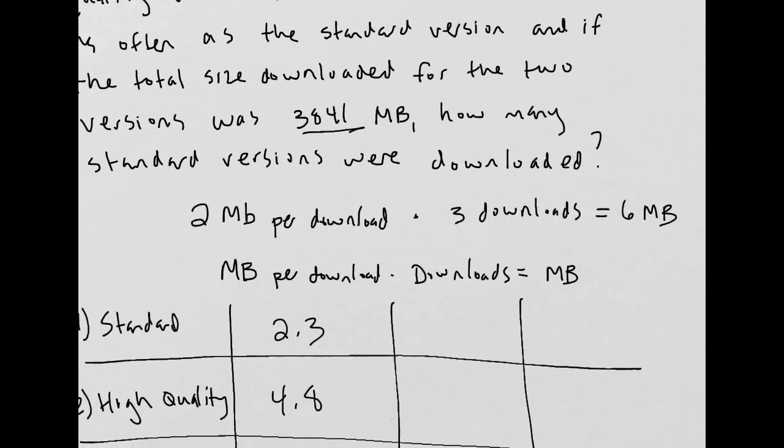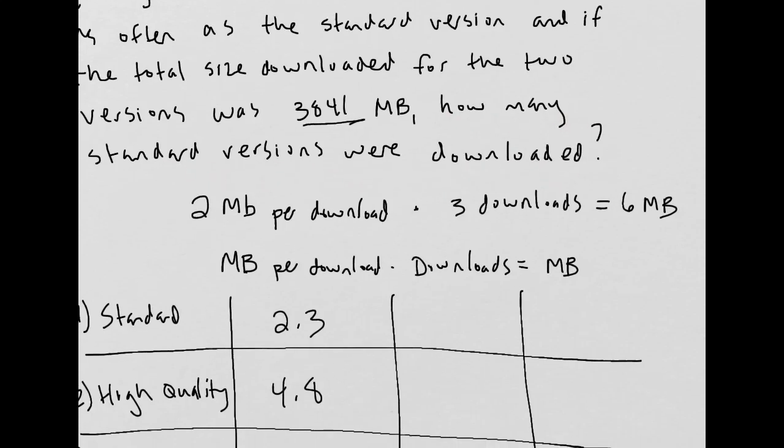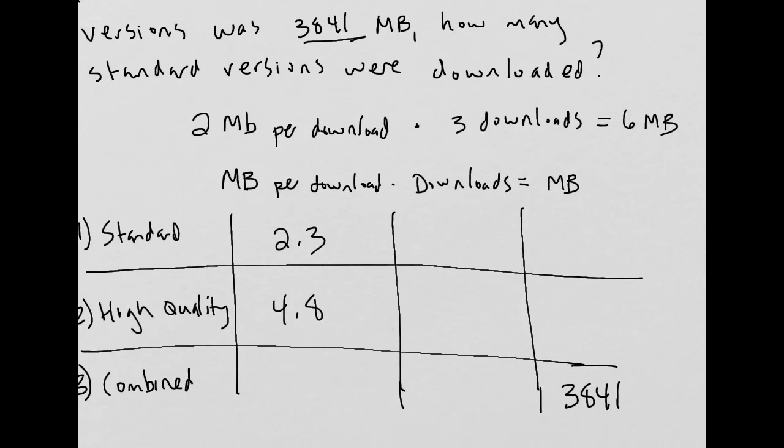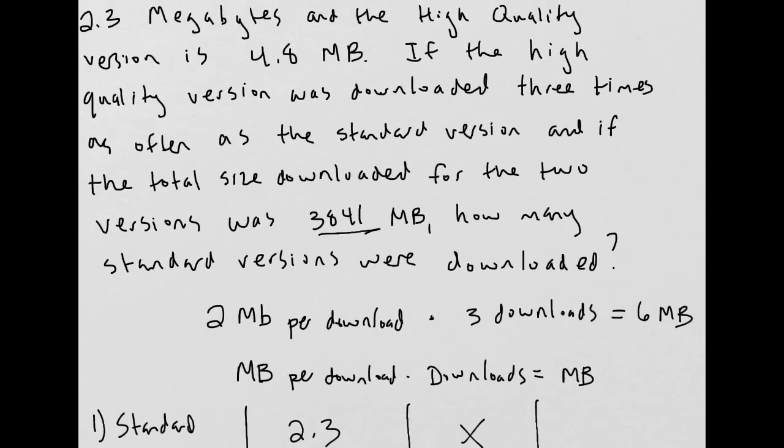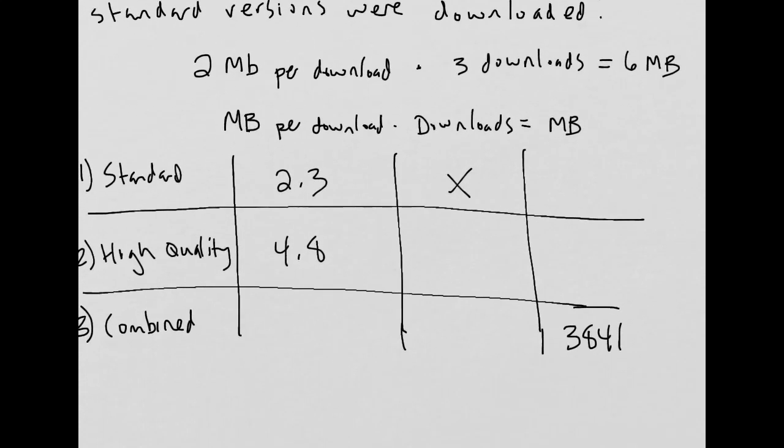Okay, then, what are we looking for? Well, it says how many standard versions were downloaded. So I'm going to call the downloads of the standard version X, because we don't know what that is, and that's really what we're looking for. Then there's a sentence right in the middle of the paragraph that's relevant. It says, if the high quality version was downloaded 3 times as often as the standard version. So if we know that there were X downloads of the standard version, the high quality version is 3 times that amount. So that means there must have been 3 times whatever X is downloads of the high quality version.